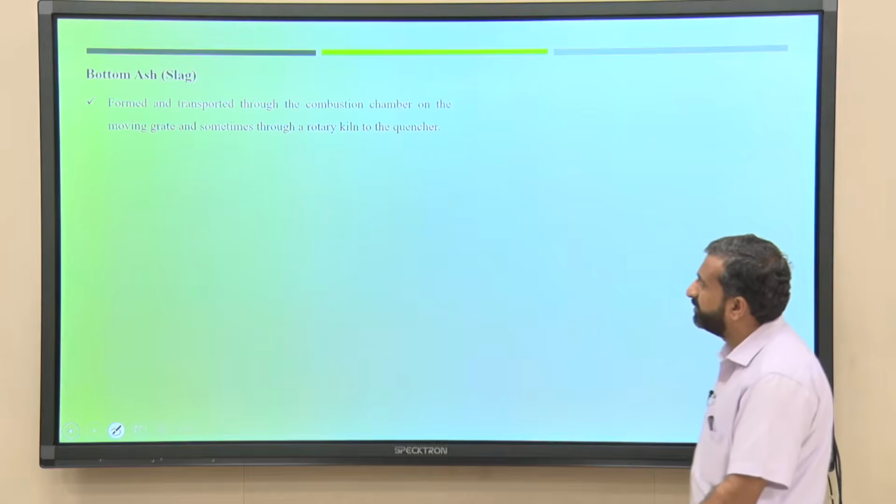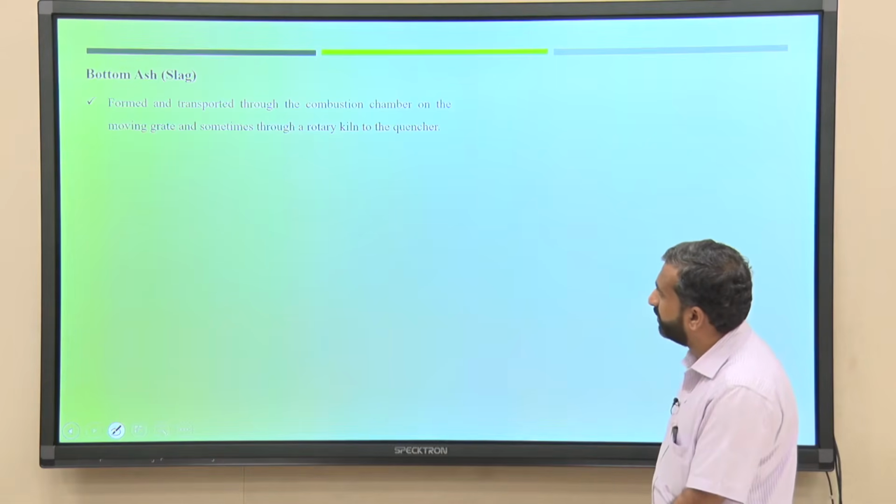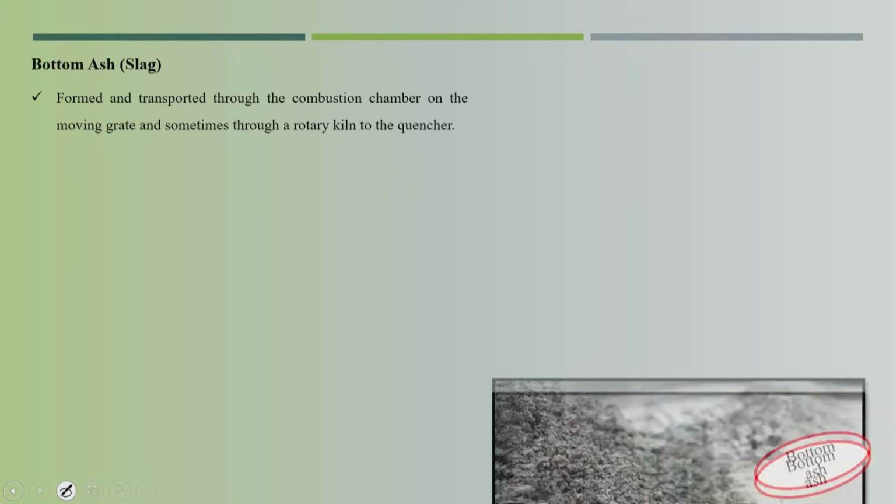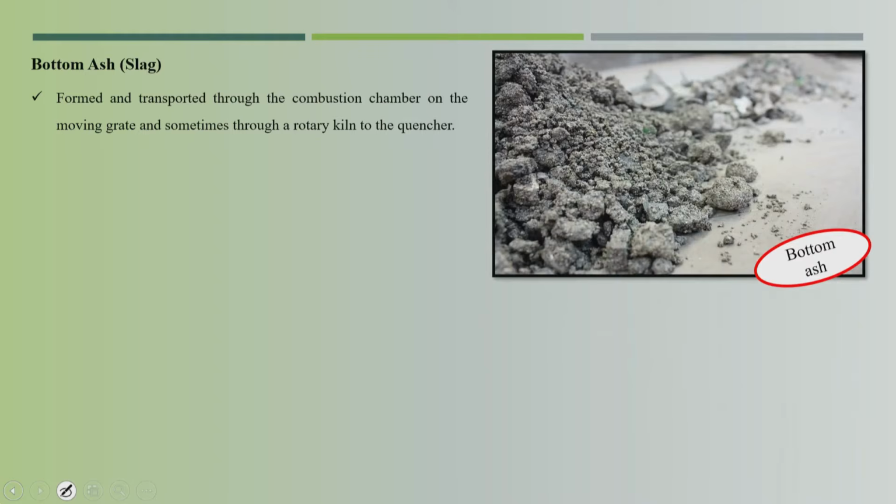Bottom ash is formed and transported through the combustion chamber on the moving grate, and sometimes through a rotary kiln, to the quencher. You can see here the bottom ash. The temperature of these ashes is very high and even the size is small, so storage is very difficult. Even in coal treatment plants a lot of particulate matter is produced. Because of that, this ash is directly quenched into water, not placed onto a particular area or field. When the bottom ash leaves the grate or the rotary kiln, it must be cooled.